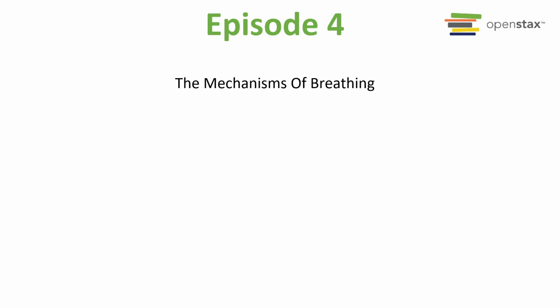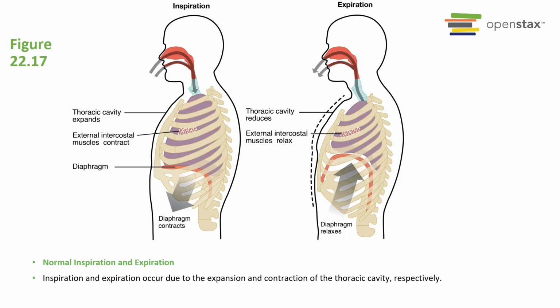So let's get started. On the first slide, what we see is a very general kind of overview of normal inspiration and expiration. Essentially, these processes occur due to an expansion or contraction of the thoracic cavity, and that's what we're looking at here with the ribs and the lungs. If we look at the diagram on the left of the screen, we're looking at inspiration, the process by which we're breathing and taking air into the lungs. In this case, the thoracic cavity will expand to increase the volume, and as a result, the pressure inside of that space decreases.